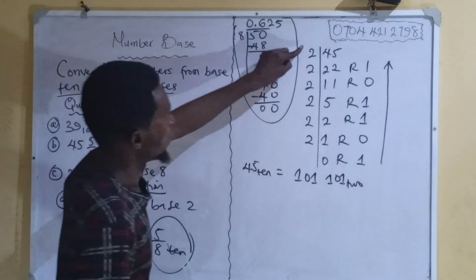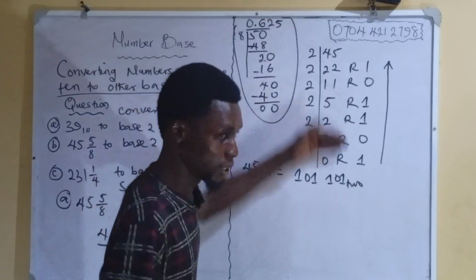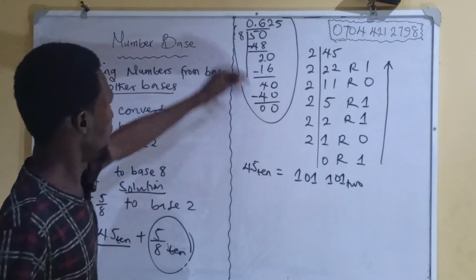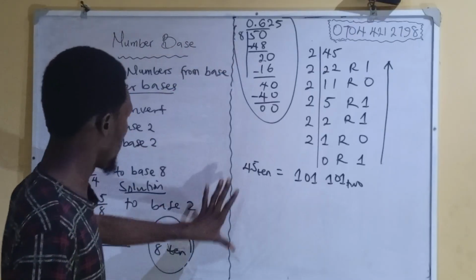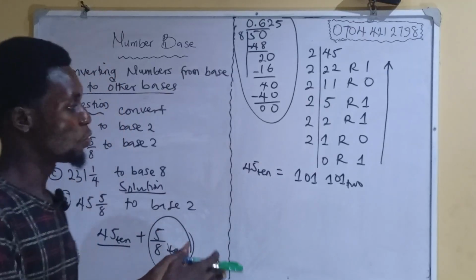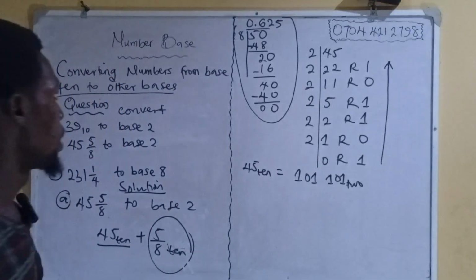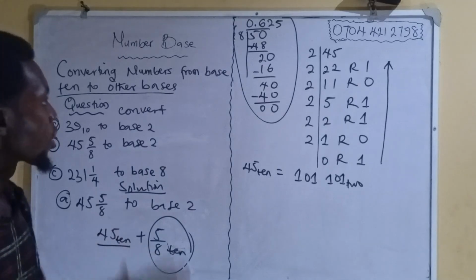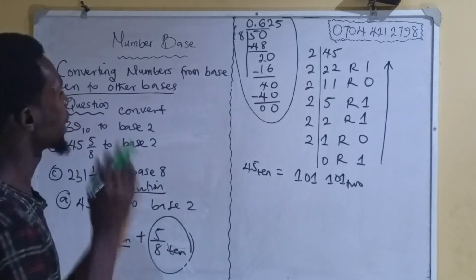So when it was a whole number, you were dividing. This time around, when you are dealing with this fractional part, what you do is you multiply. You multiply repeatedly and keep the whole number.